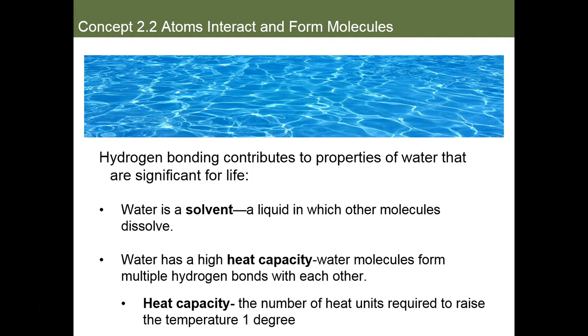Hydrogen bonds are very important in the properties of water that are significant for life. Hydrogen bonding makes water a solvent. This is why molecules such as salt and sugar will dissolve within water. Water also has a high heat capacity, which is the number of heat units to raise the temperature 1 degree. Water molecules will form multiple hydrogen bonds with one another.